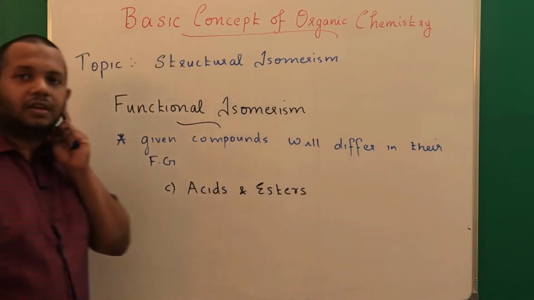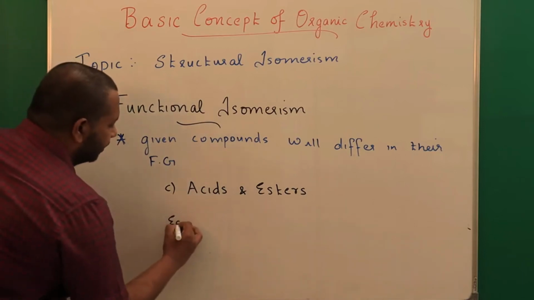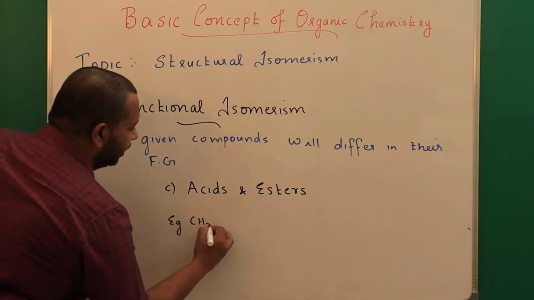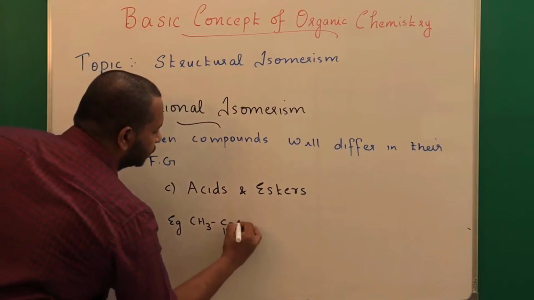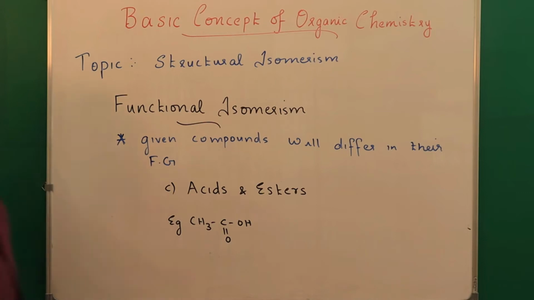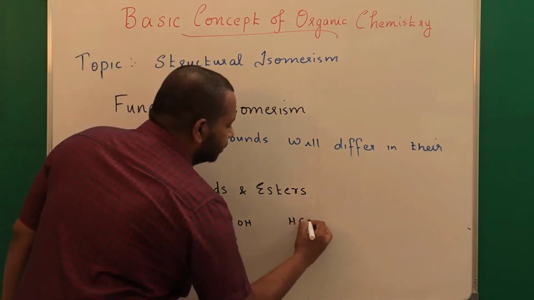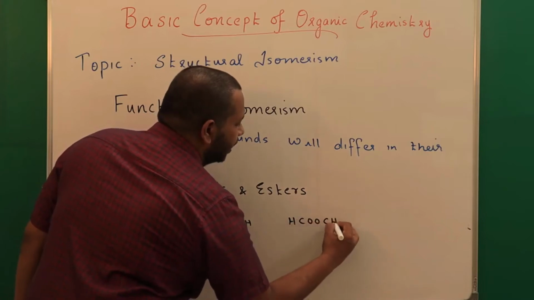So how will you see this? Let's take one example here. A simple example is a carboxylic acid, CH3 C double bond OH. You can see the COOH functional group is here. Now in esters, how can I write it? If I take an ester, HCOOCH3.